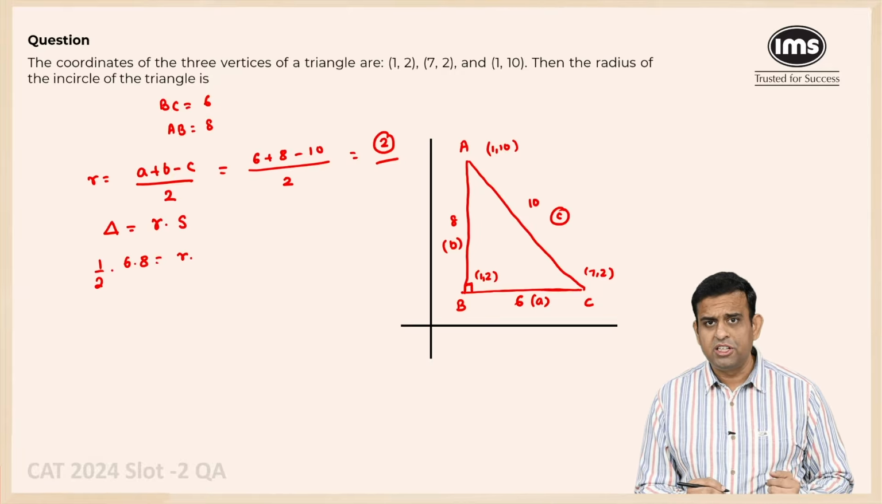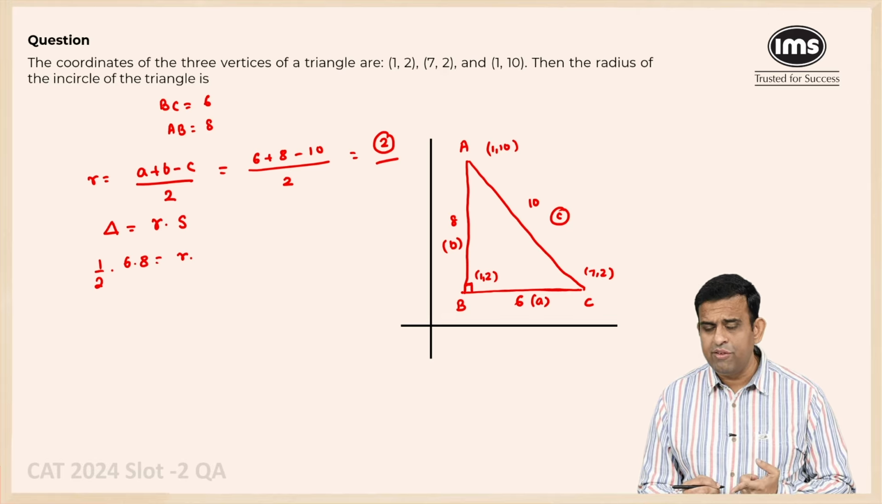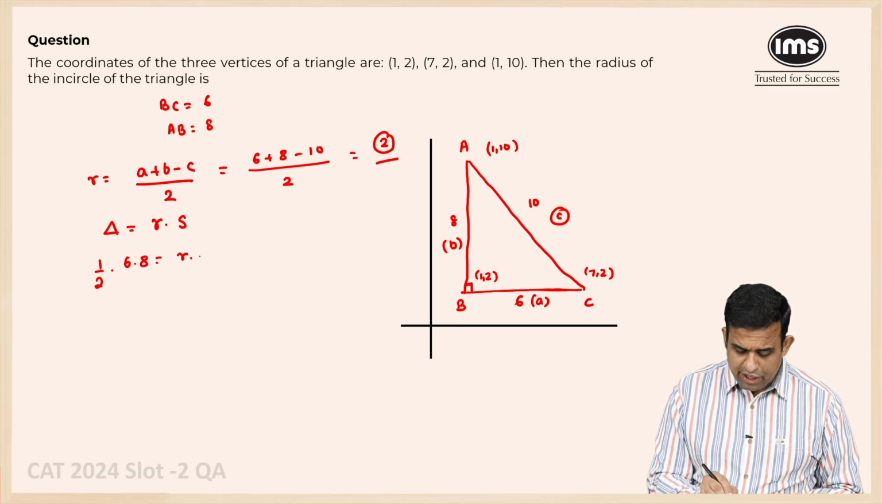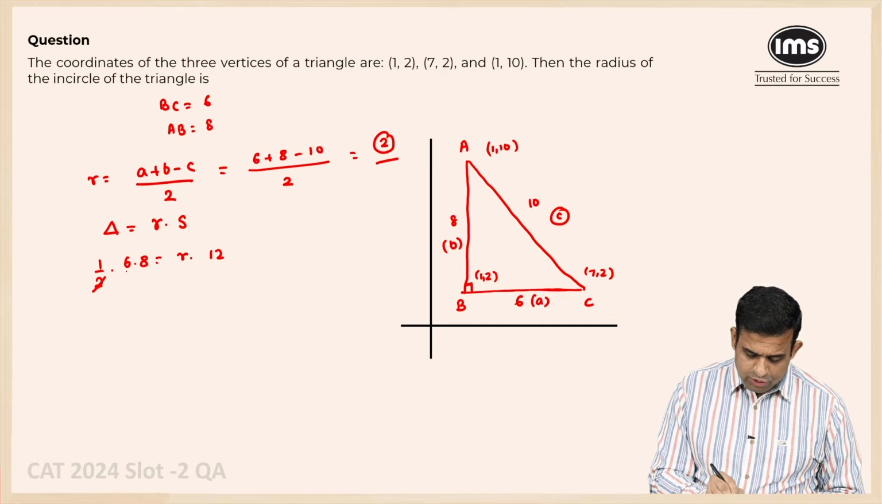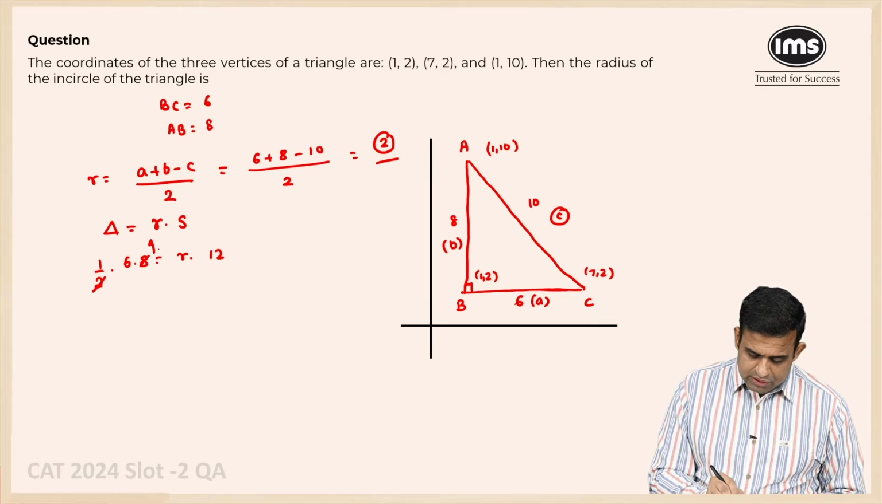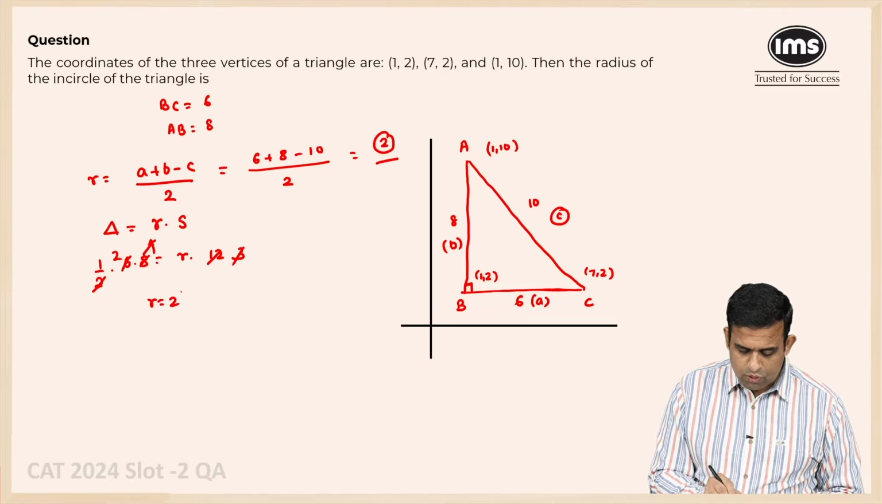The value of S is nothing but the semi-perimeter. 6 plus 8 plus 10 becomes 24, which is the perimeter. Divided by 2, it will give me 12. And now if I solve for this, this is going to be 4, this is 3, this is 2. So small r becomes equal to 2.